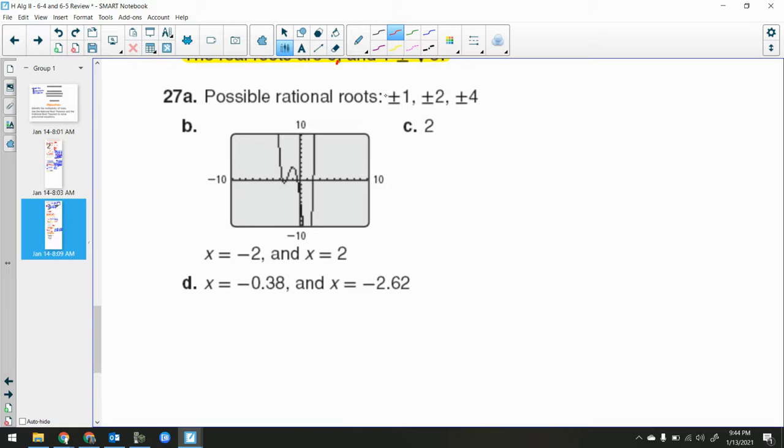You don't have to worry about part A here, but there's the answers for part B, C, and D. Okay.